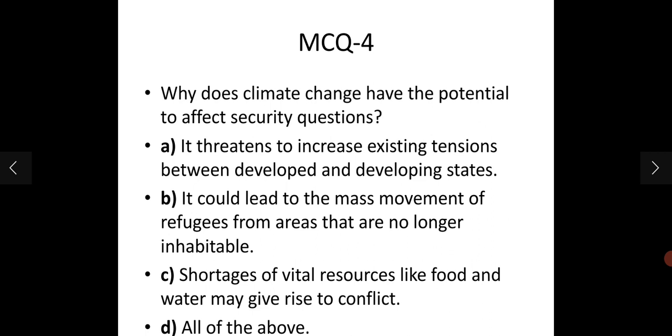Why does climate change have the potential to affect security questions? A, it threatens to increase existing tensions between developed and developing states. B, it could lead to mass movement of refugees from areas that are no longer inhabitable. C, shortages of vital resources like food and water may give rise to conflict. D, all the above.